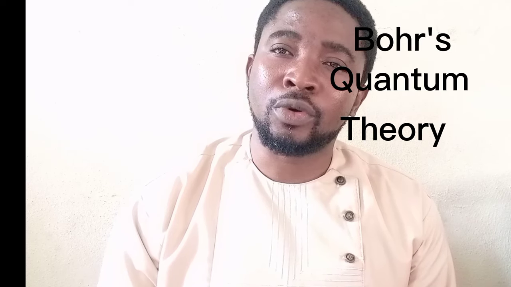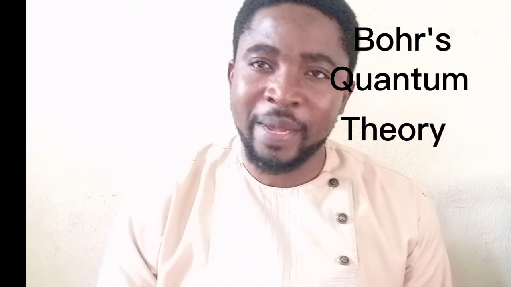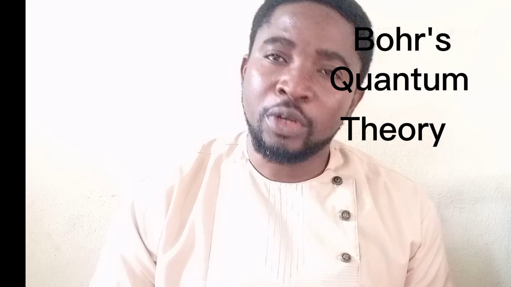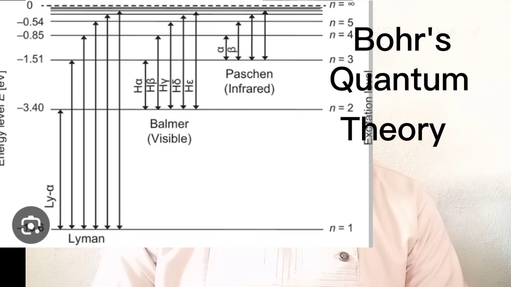Now, to explain the black body radiation observed by Max Planck, and also Einstein's idea of photoelectric emission, Bohr used their ideas to explain his observation about the hydrogen spectrum. So it was from there that Bohr developed his quantum theory of the atom.